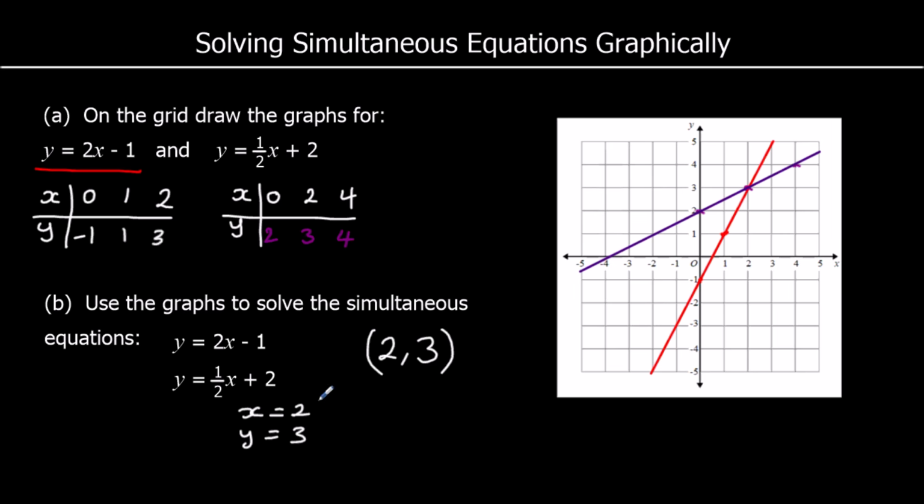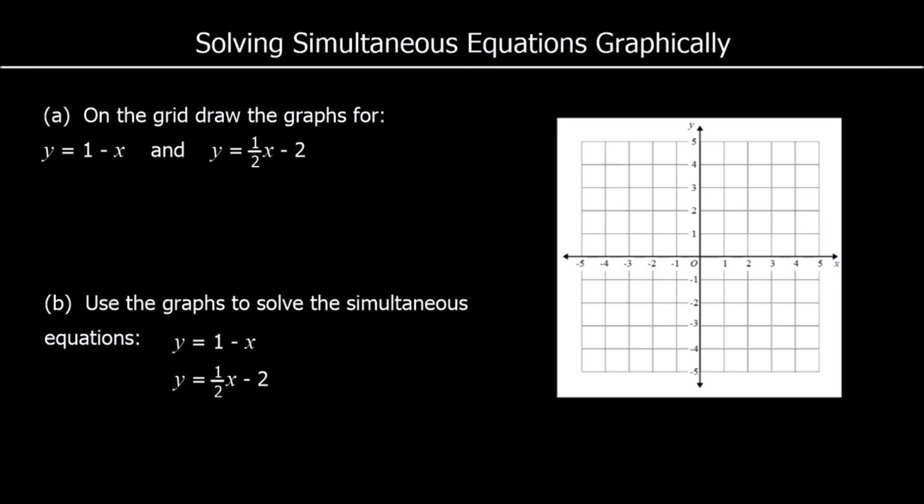And if we substituted these in to both these equations, that would work. So in the first one, 3 equals 2 2's minus 1. That's true. And the second one, 3 equals half of 2 plus 2. That works.